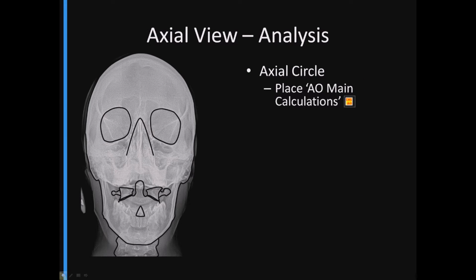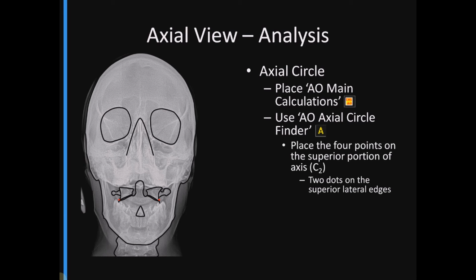In the axial X-ray, we're going to study the axial circles first by clicking on the AO Main Calculations button, called the Cal AO, and that will put a box up on the screen. And then we click on the AO Axial Circle Finder, and we can place 4 dots on the superior portion of the C2 surface, 2 dots on the superior lateral edge, and then 2 dots more medial, as you can see here. Now these dots can also be placed in the traditional analysis, which we'll be discussing, but when you place these 4 dots under the A button with no asterisk, the computer will give its orientation as to what it perceives the circle curvature of the axis to be.